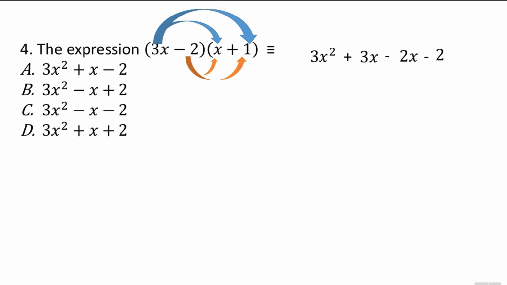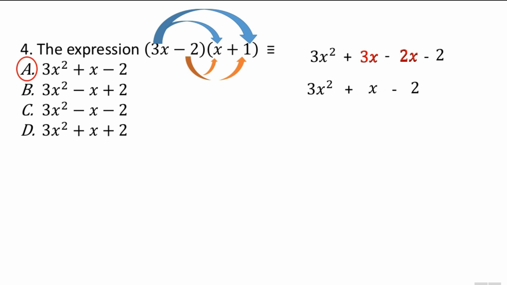Okay, and then I look to see if there are any like terms that I can simplify. In this case, 3x and 2x are like terms, so those can be simplified. I write back my 3x squared because there are no like terms for it. And then 3x minus 2x, that's 1x, but I can simply write it as just x. That's fine. And I put back my plus sign, and then I put back my minus 2 because there are no like terms to simplify it with, which therefore means my answer is A. Lovely.